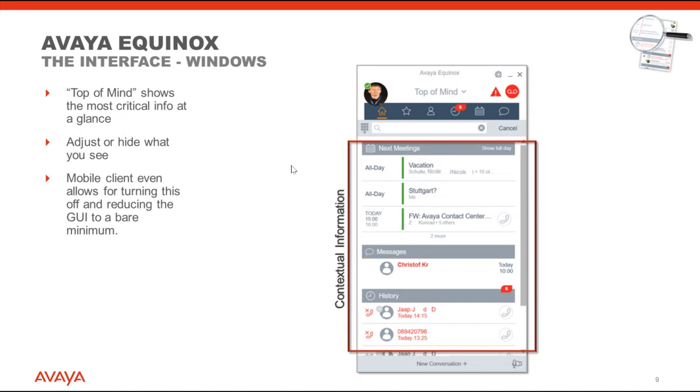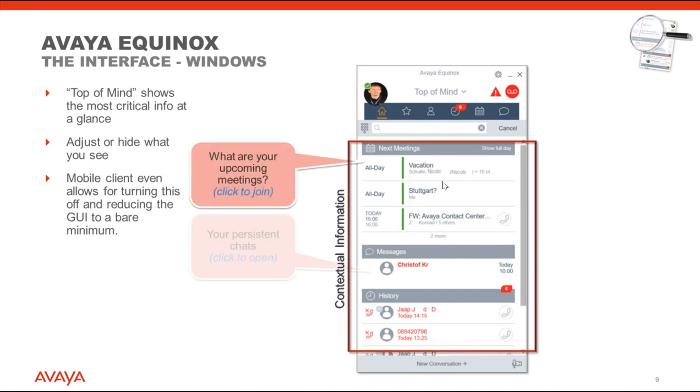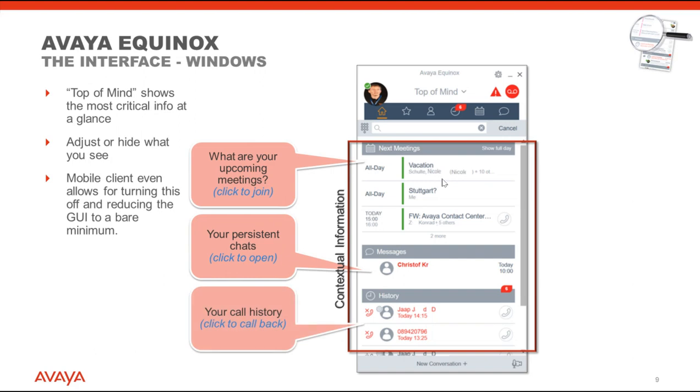The middle section, as mentioned, is the contextual information. By default, on the home screen, you have a top of mind, and the top of mind is structured in different sections. It gives you an overview of your calendar, your messages, your instant message chats, and your call history.